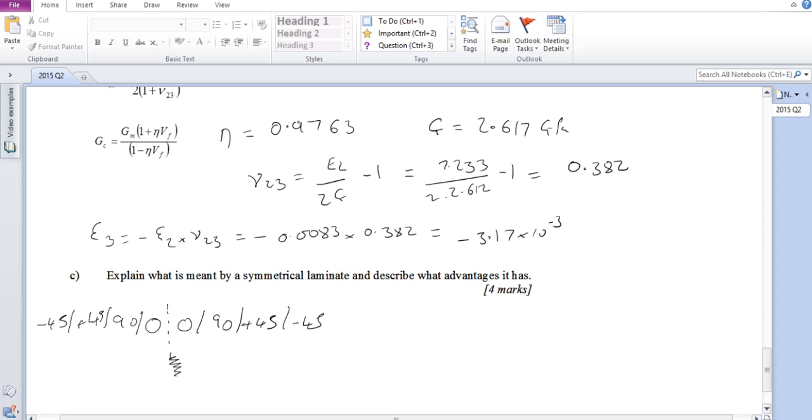The advantage with it is that if we apply a stress that isn't along the fibres, we don't get any bending. So we get no bending stresses whichever way we apply a stress within the sheet. The other thing that we get is much less bending due to thermal expansion. So those things are important. And a couple of little diagrams for this would be very useful. It's only worth 4 marks, so it's not a great deal of detail needed.